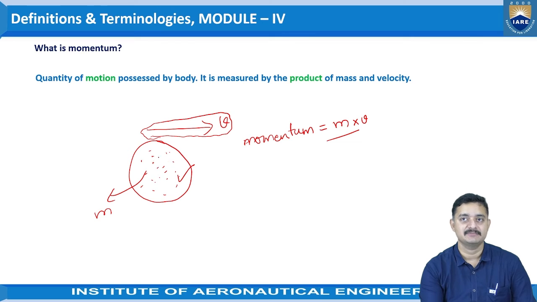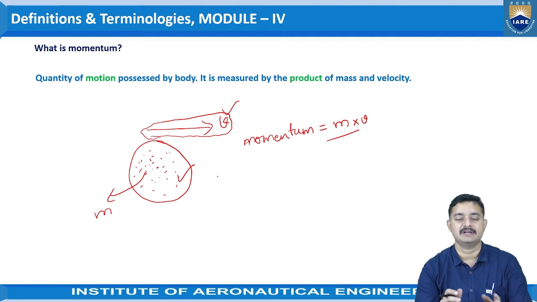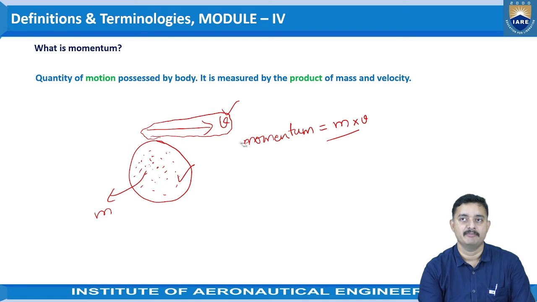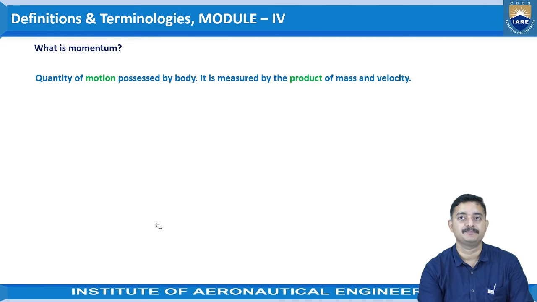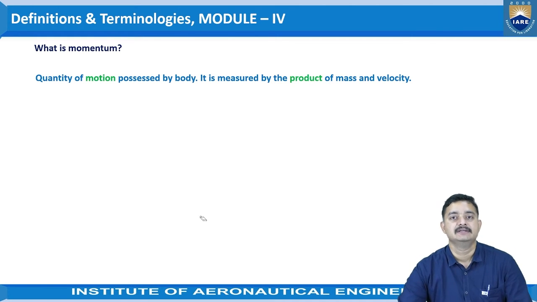Whatever matter is contained by this object, the quantity of that matter and the velocity with which it is moving, both combined, the product is given as the momentum. That is m into v, where m is the mass contained or possessed by that object, and v is the velocity. So the quantity of motion possessed by the body is treated as the momentum, and it is measured by the product of mass and velocity.